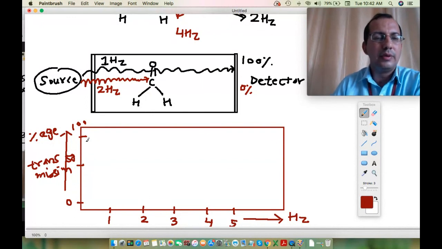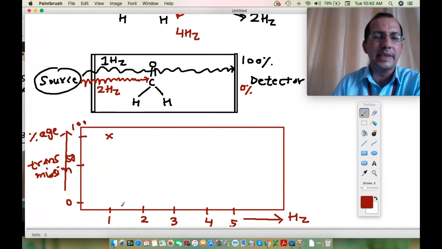So how will we do that? Let me ask the question: what is the value of the transmission at 1? It is 100% because the molecule won't absorb the energy, because its own vibrational frequency is 2 hertz. So let me put this point here, 100%.